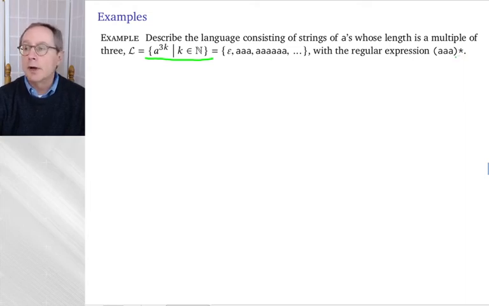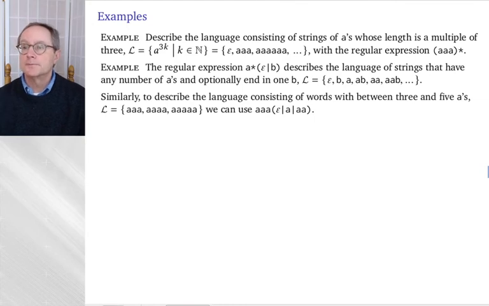And why do I need parentheses around it? Because if I just wrote AAA star, a person would think that meant two A's and then an A star. So you need the syntax, don't get me wrong, but you also need the semantics.